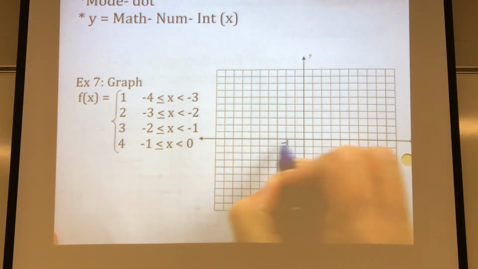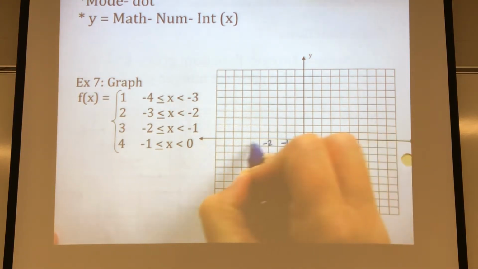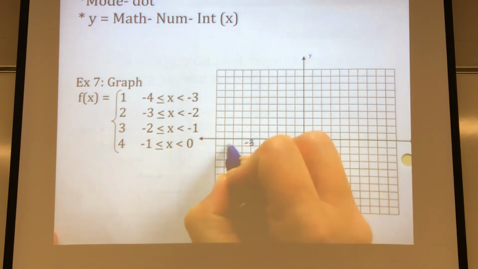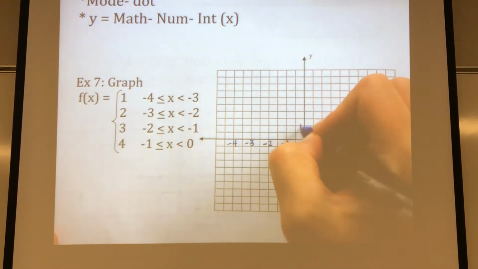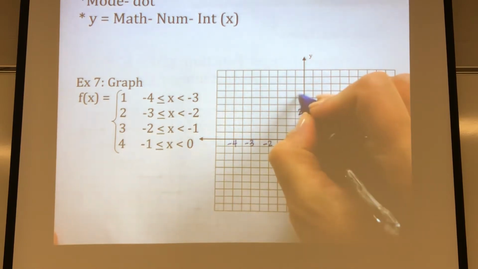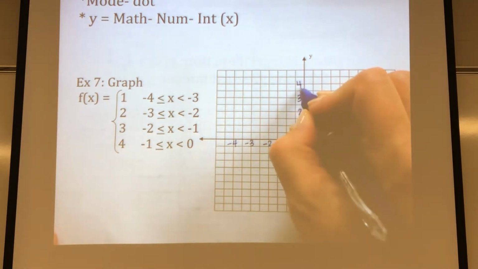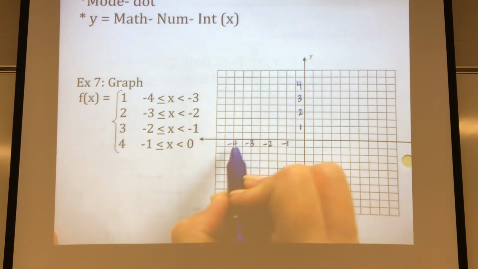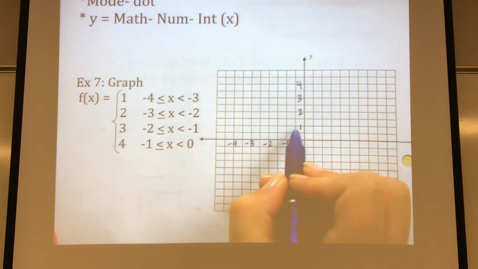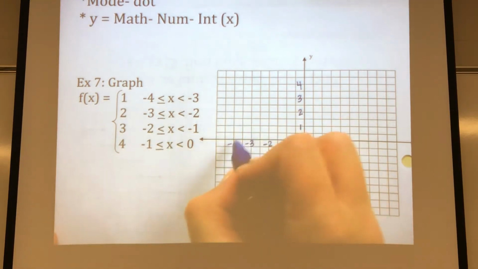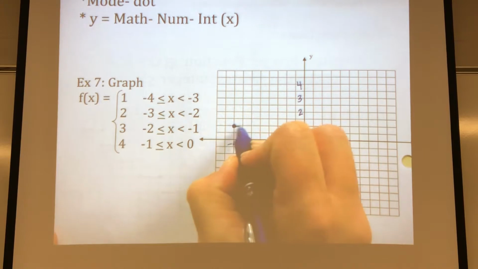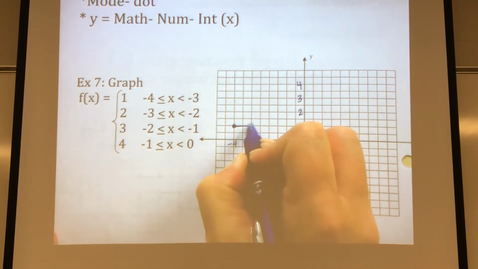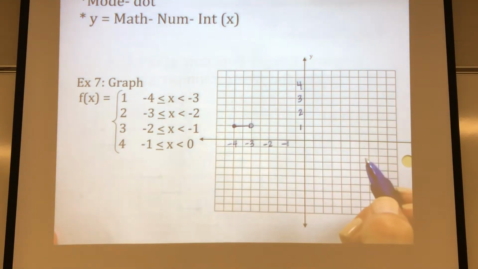Again, I'm going to make my scales go by a half so that it's easier for me to see the steps. So it says from -4 to -3, it's going to be a value of 1. So at -4, I'm going to go to 1. It's equal to, so I'm going to put a closed circle there, draw my horizontal line, open circle at -3.